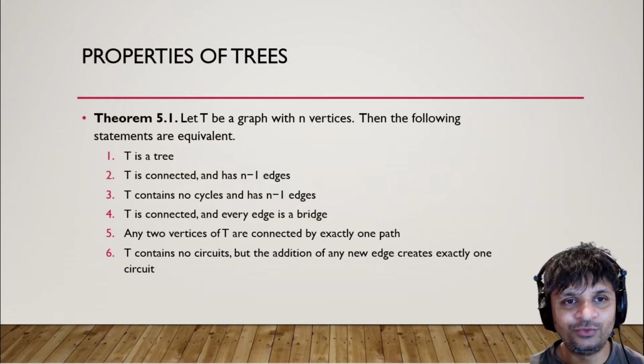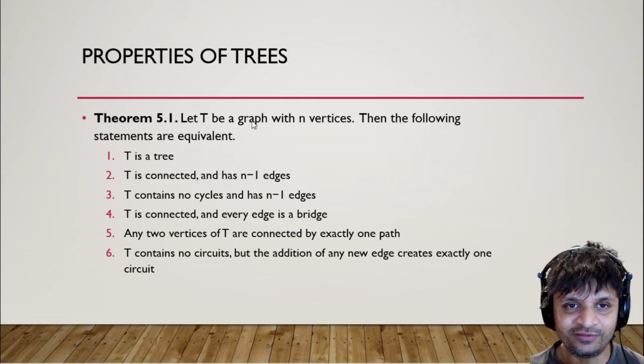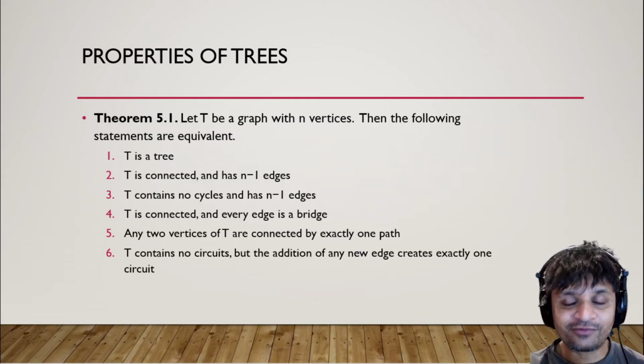What I'm gonna do in the lecture is I'm gonna prove the first implies. So I'm gonna prove that 1 implies 2. So T is a tree implies that T is connected and has n-1 edges, assuming T is a graph with n vertices. Okay, so how would we prove that? It's quite a nice result because we know that every tree with n vertices then has n-1 edges, which is kind of cool.